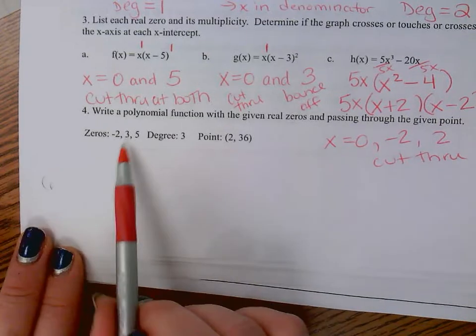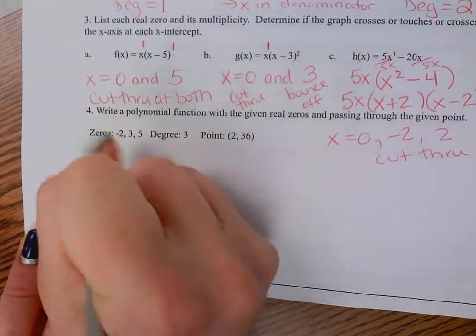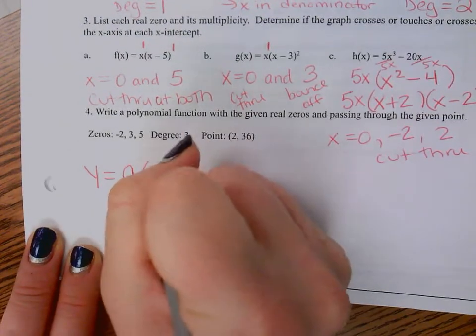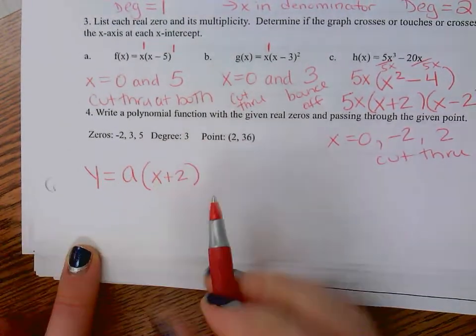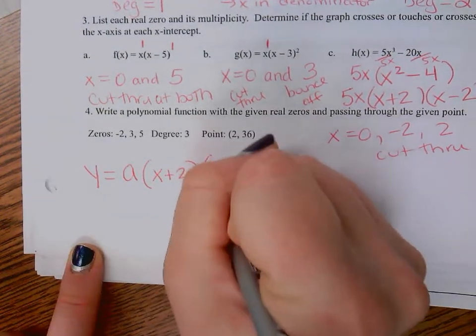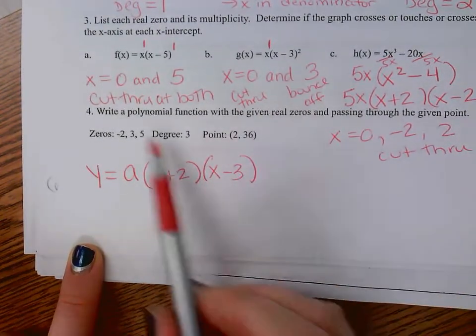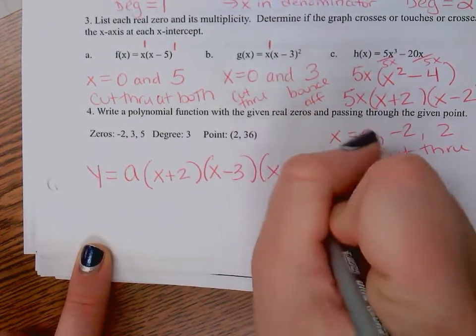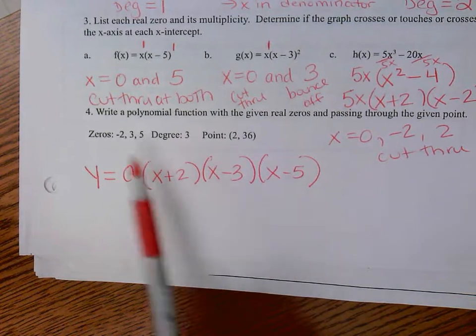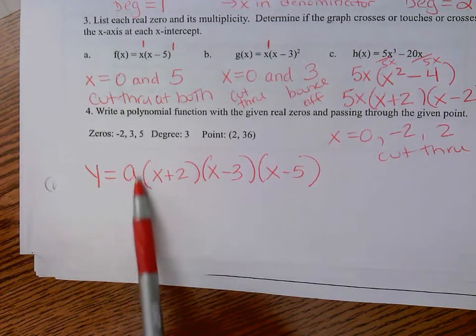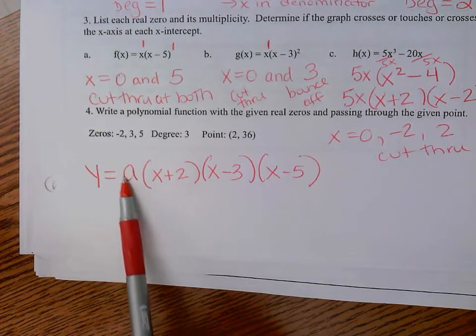So if you know the x-intercepts, you can write out your factors, right? I don't know the stretch factor, but I know that x plus 2 has to be a factor if negative 2 is an x-intercept, right? And I know that x minus 3 has to be a factor if positive 3 is an x-intercept, and then x minus 5, right? Your factors are opposite what your zeros are. So I only have to solve for this a. The a will tell me how steep it is and if it's up or down.